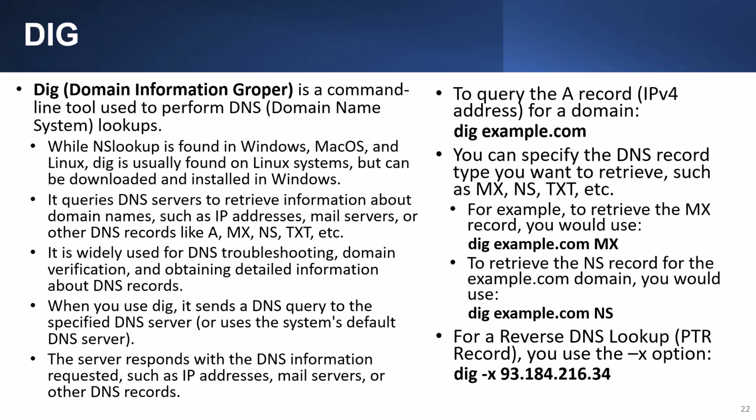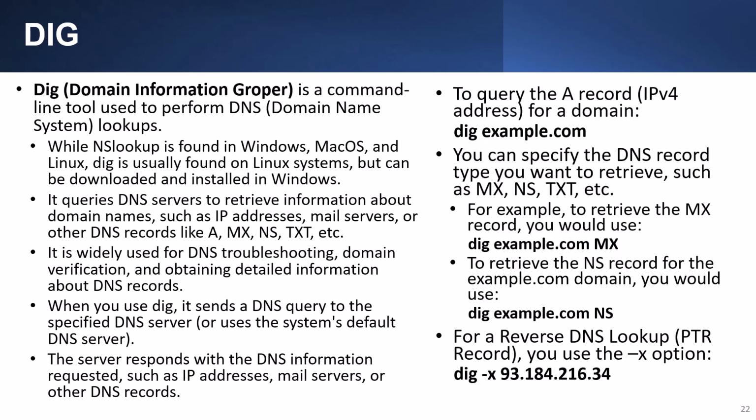DIG, short for Domain Information Groper, is a command line tool used to perform DNS lookups. While nslookup is found in Windows, Mac OS, and Linux, DIG is usually found on Linux systems, but can be downloaded and installed in Windows. It queries DNS servers to retrieve information about domain names such as IP addresses, mail servers, or other DNS records like A, MX, NS, TXT, and so forth. It is widely used for DNS troubleshooting, domain verification, and obtaining detailed information about DNS records.